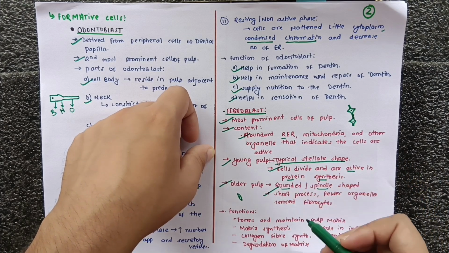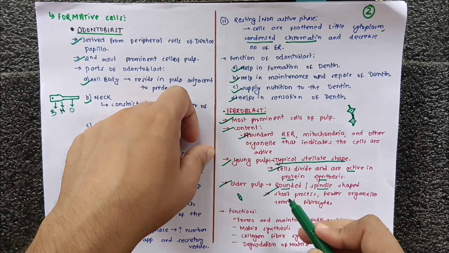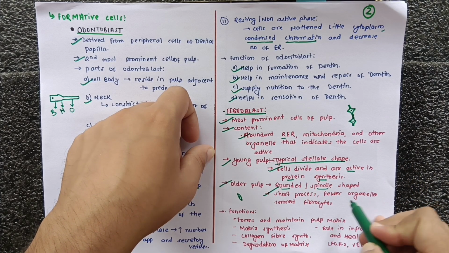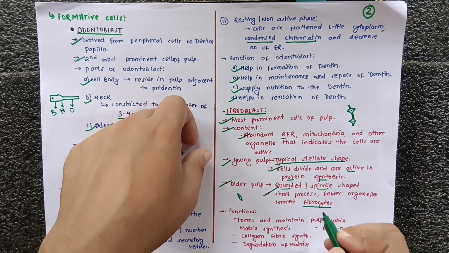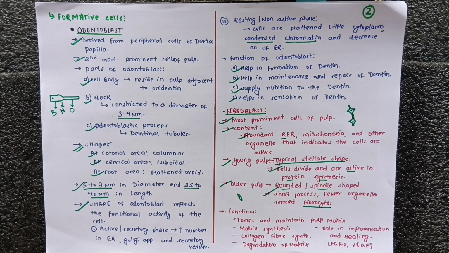In the older pulp, they are rounded or spindle shaped, with short processes and fewer organelles, and they are termed fibrocytes. This is important to remember.